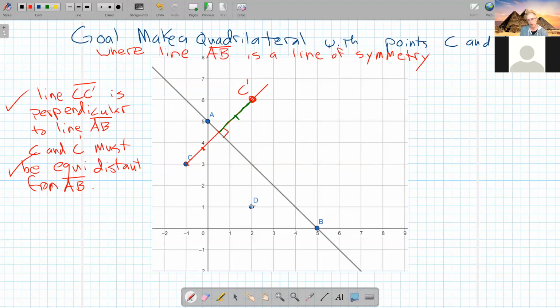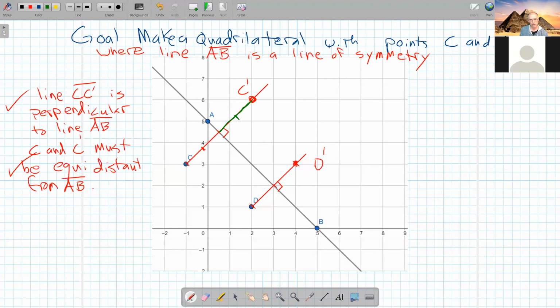And I have to do the same thing for D here. So from D, I've got to find the symmetric points where I'm perpendicular from D through line AB. So I have my right angle here. And then whatever distance D is from the line, I have to match that distance on the other side of the line through that perpendicular. So then it looks like this point right here should be my point D prime. And now I have my quadrilateral.